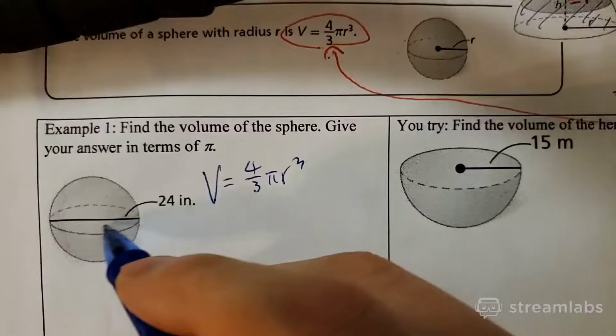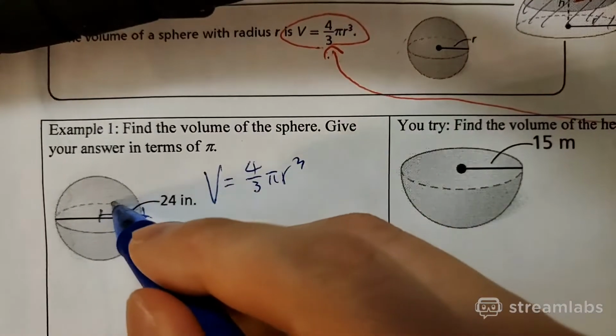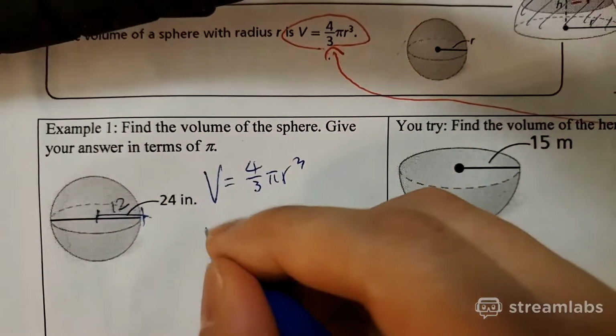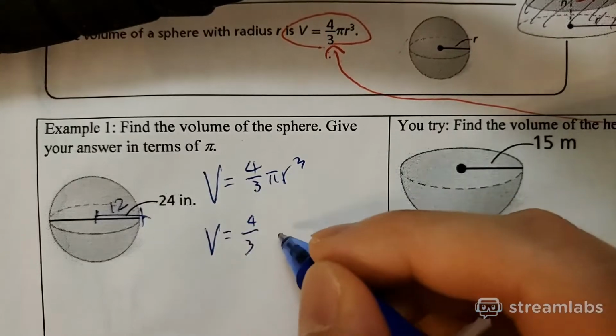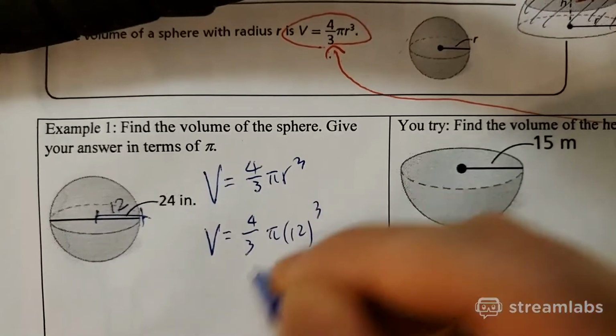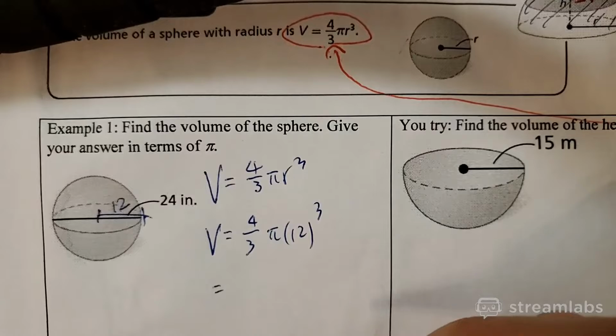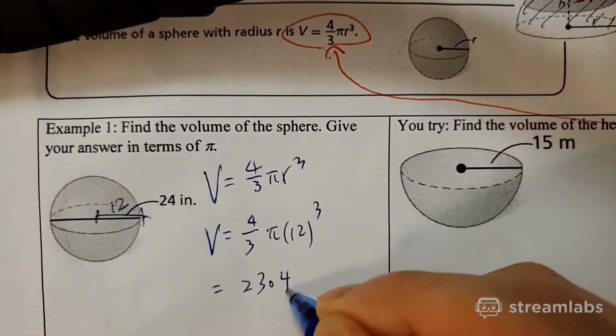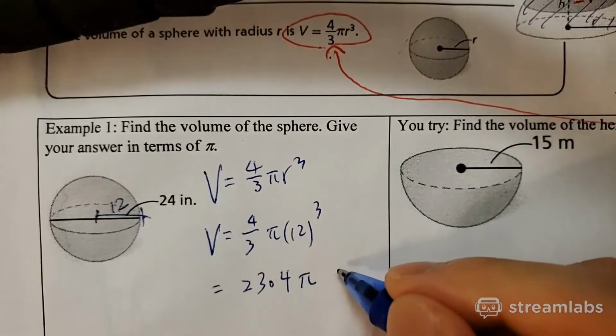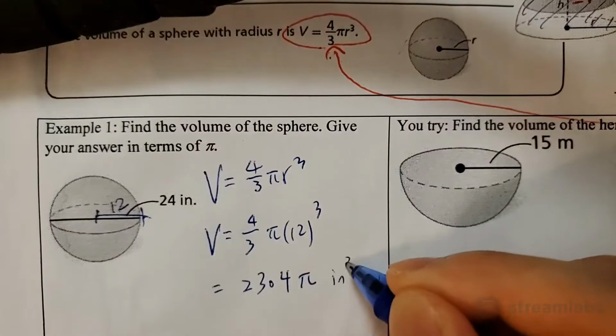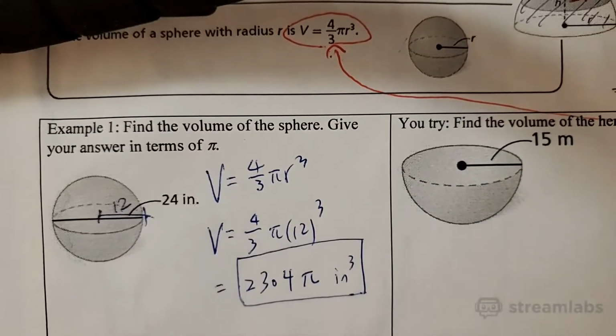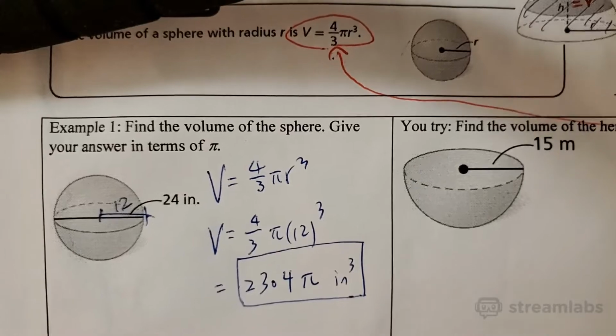Your radius is half of this, so it'll be 12, right? So it would just be 4/3 pi 12 cubed, which ends up being 2304 pi. They should leave it in pi, right? This is volume, inches cubed. Does that make sense? Can you try the right side?